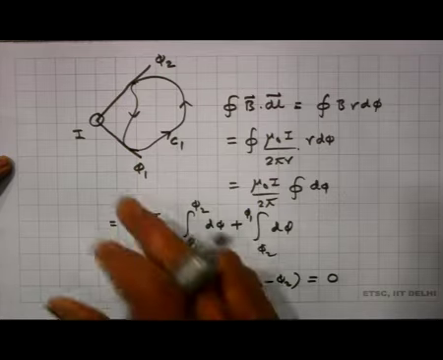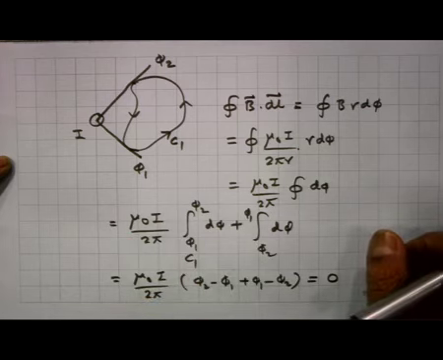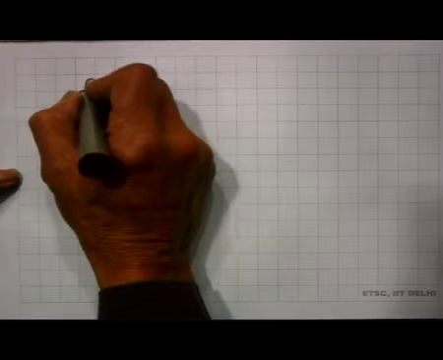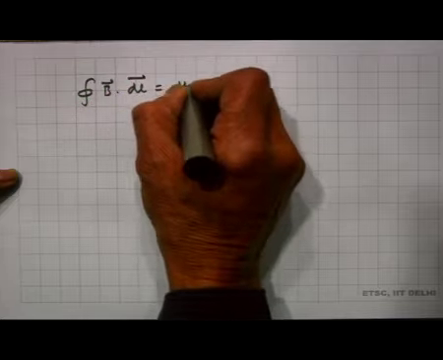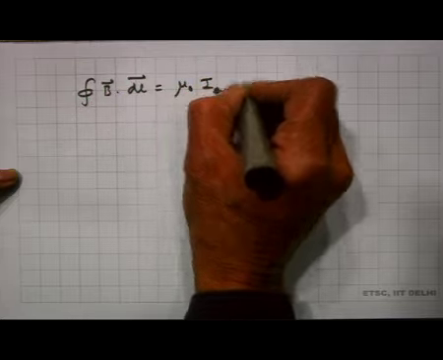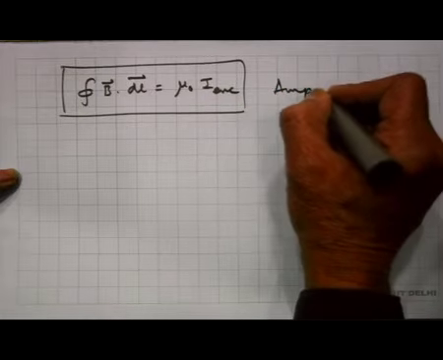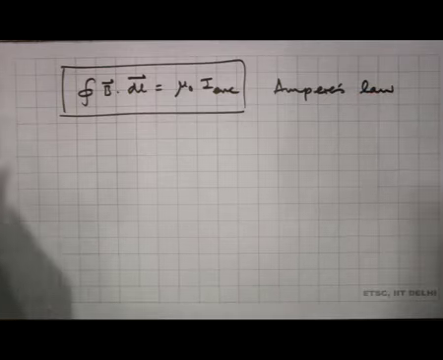So, any current element lying outside the loop of integration does not contribute to integral B dot dl, and that is why I can actually write. So, if I have multiple current carrying conductors, I can write integral B dot dl is equal to mu naught I enclosed. That is Ampere's law.